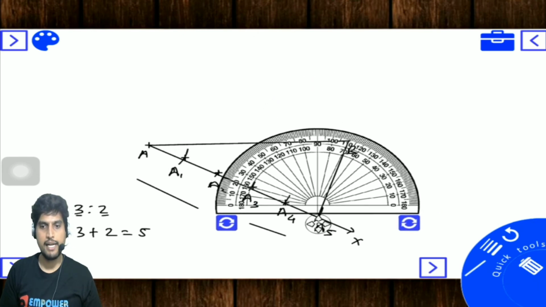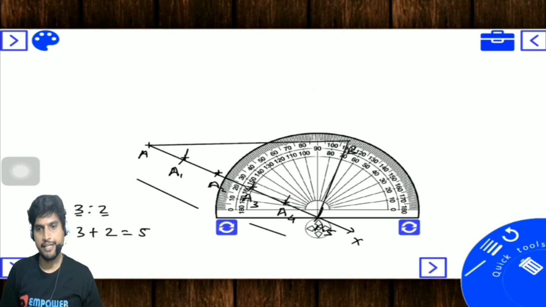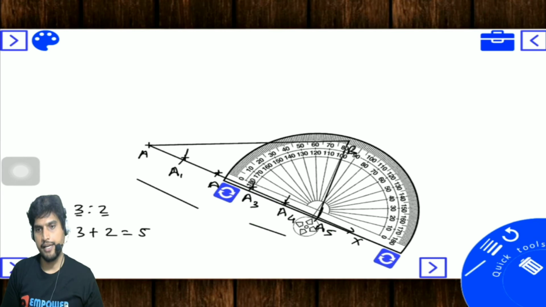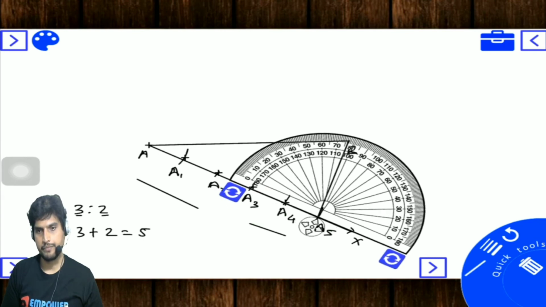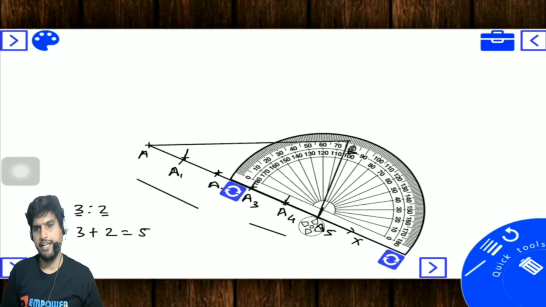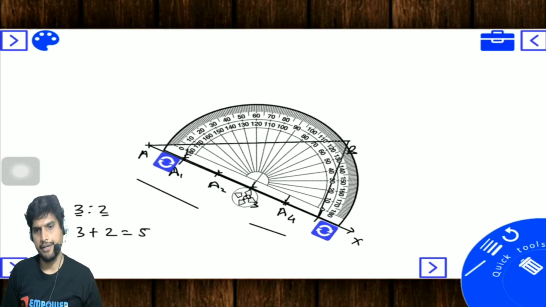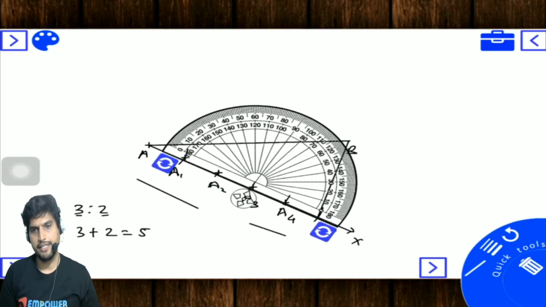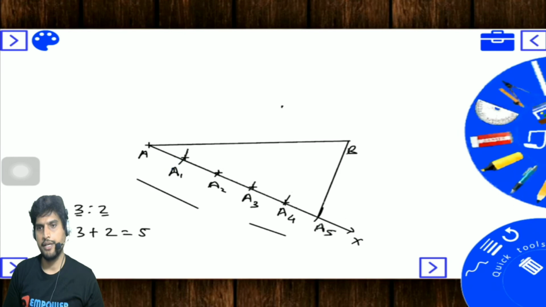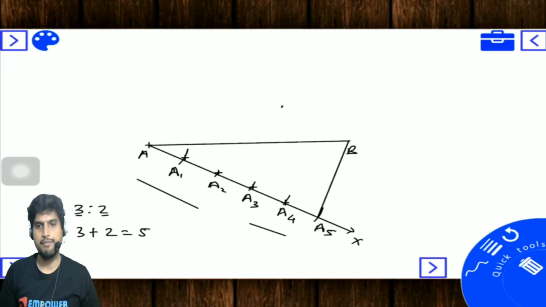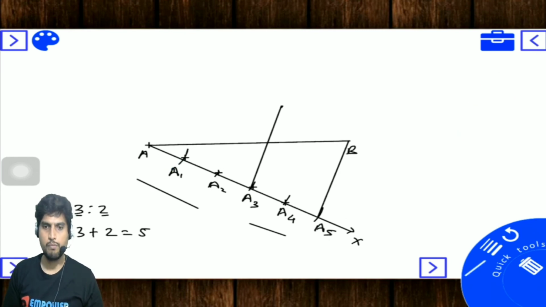So how do we draw parallel lines? Take a protractor and measure the angle A, A5 and B. So if you see, this angle is 75 degrees. So take the same angle, put your tip at A3 and mark at 75 degrees. Okay. And by using a ruler, just join these 2 points.